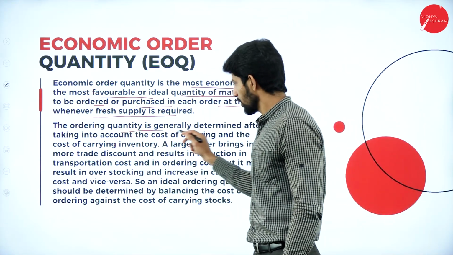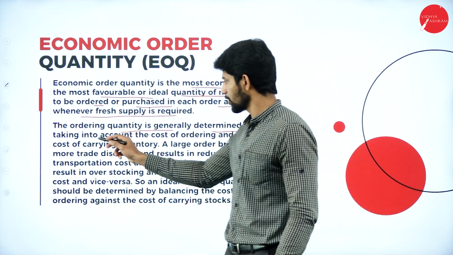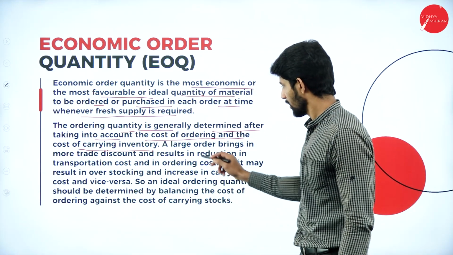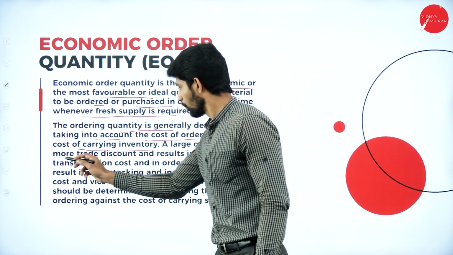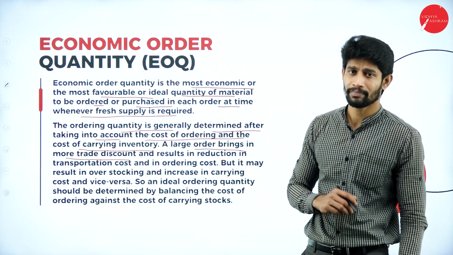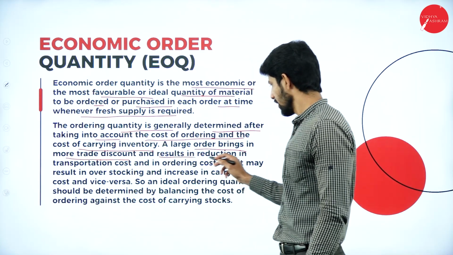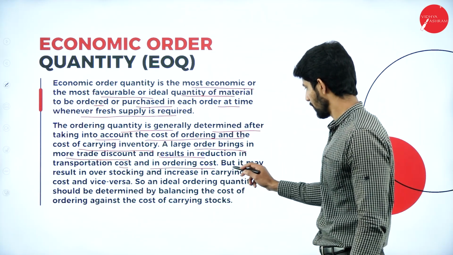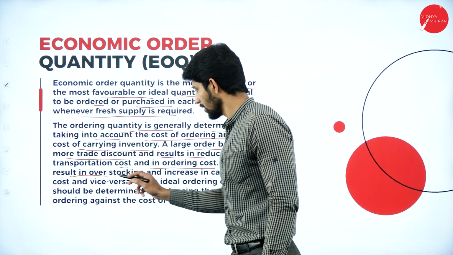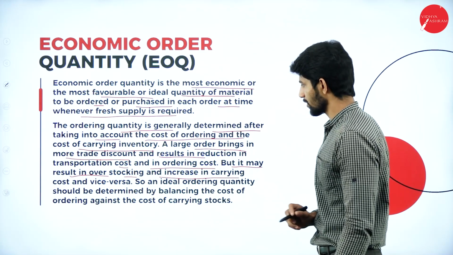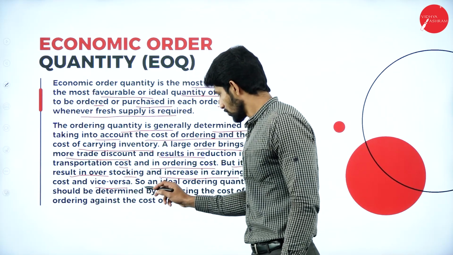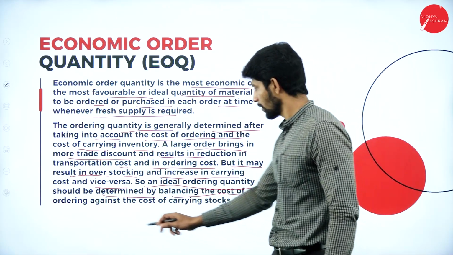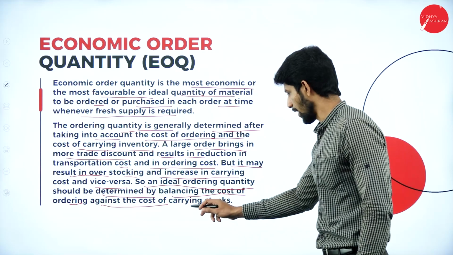So the ordering quantity is generally determined after taking into account the cost of ordering and the cost of carrying inventory. A large order brings in more trade discounts and results in reduction in transportation cost and in ordering cost. But it may result in overstocking and increase the carrying cost, and vice versa. So any ideal ordering quantity should be determined by balancing the cost of ordering against the cost of carrying stocks.